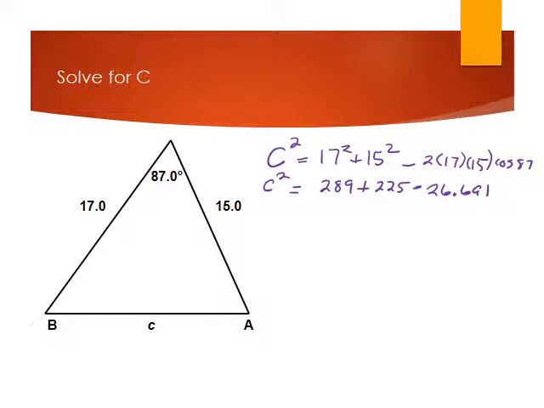26.691 approximately. Now I'm not changing this in my calculator, I'm saving it like I showed you guys yesterday. So now when I do this math, add it up and subtract, I'm going to get 487.309. And then when I take the square root of both sides, I get 22 and 75 thousandths. So C is equal to 22.075.